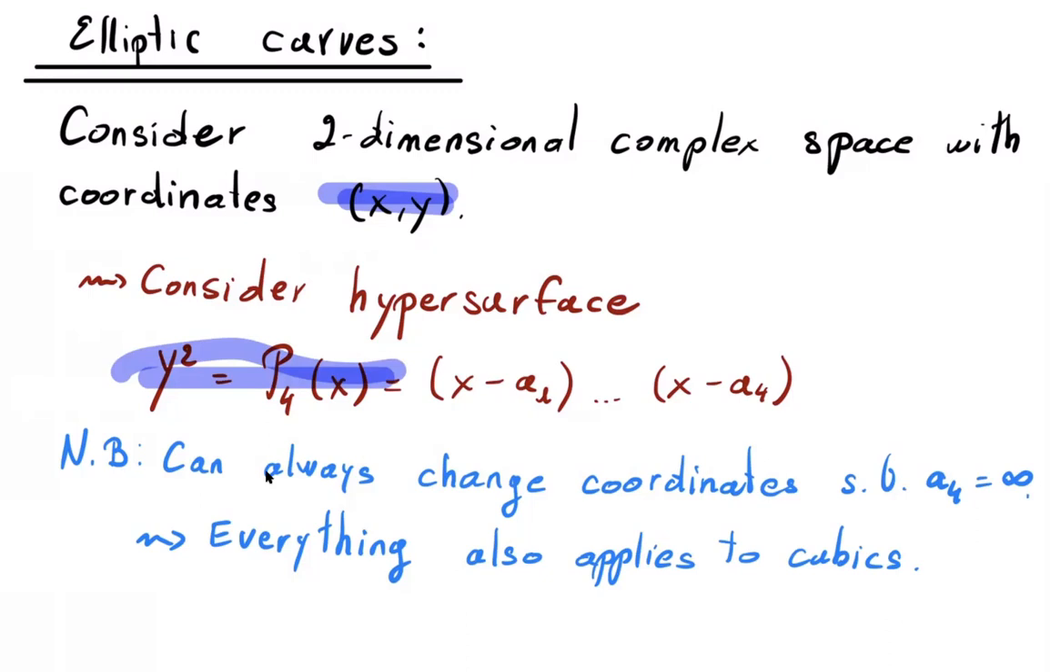Note that I could always change coordinates such that one of these 4 zeros of my polynomial is at infinity, in a more formal setting, projective space. And then the same geometric object could arise by using a polynomial of degree 3, so cubic. So I will often switch between quartic and cubic. It is the same. The cubic polynomial would be the quartic polynomial where one of the zeros lies at infinity.